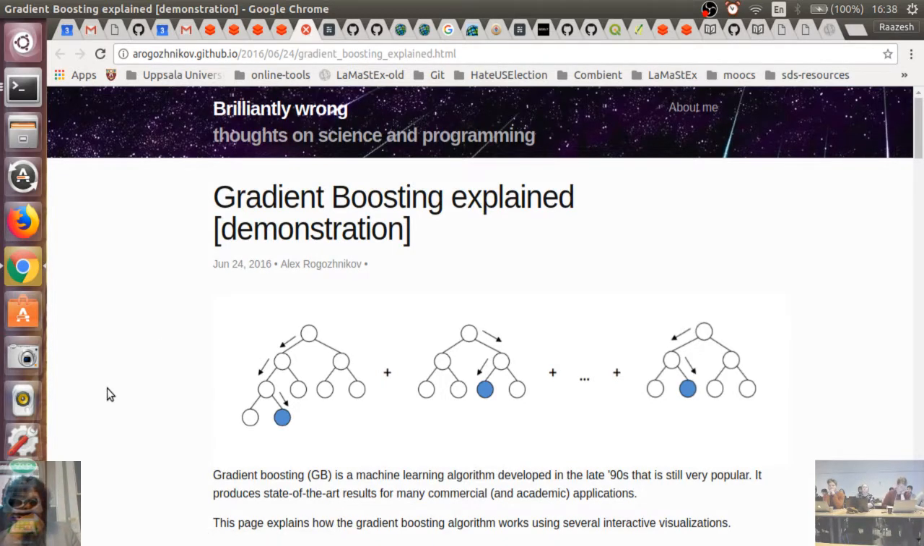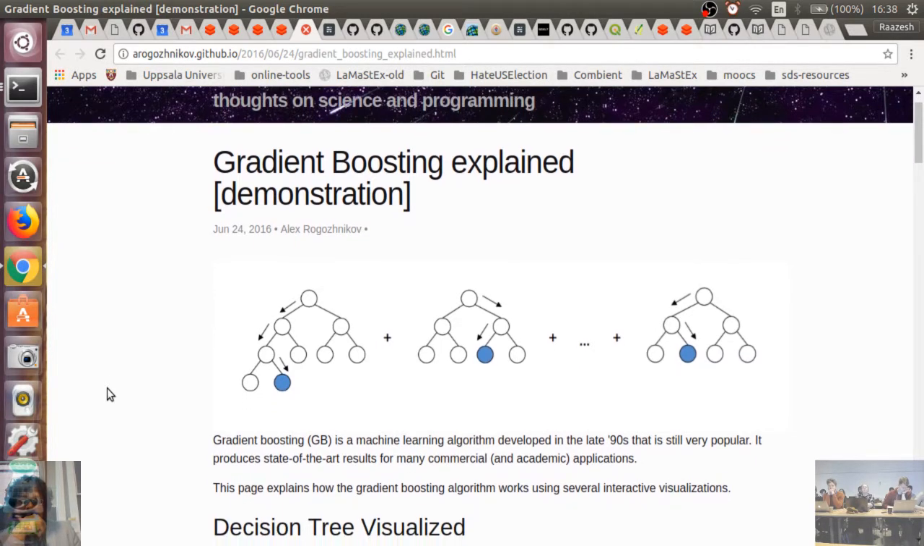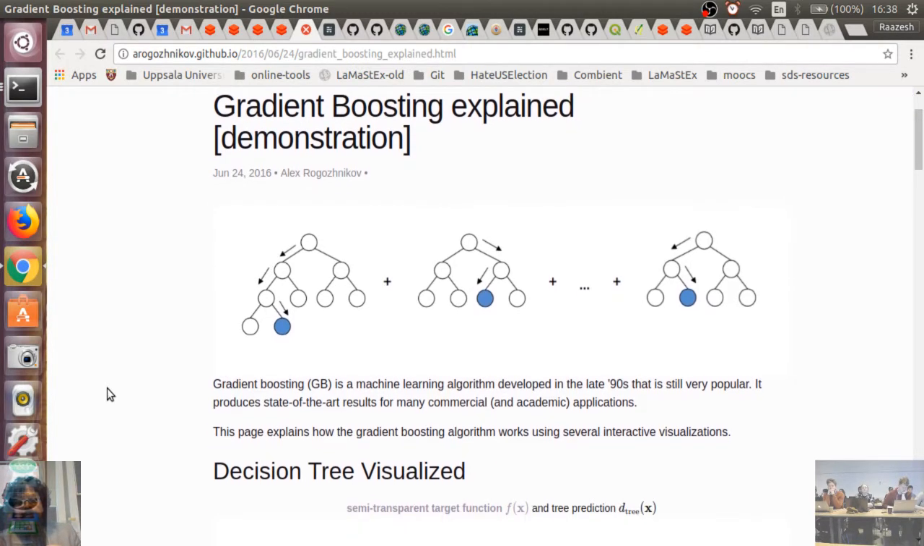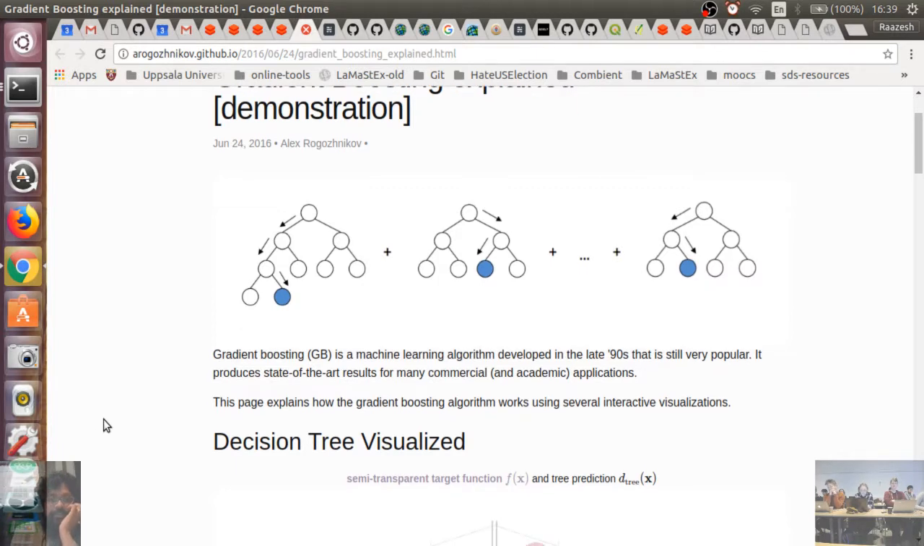Okay, so what's the idea? Gradient boosting, or GB, is a machine learning algorithm developed in the late 90s that is still very popular. It produces state-of-the-art results for many commercial and academic applications. So my recommendation is always throw linear regression, gradient boosted regression trees and things like this in this very simple cross-validation pipeline at your problem before you start inventing your own methods, because if you can't beat them, then it's not a bad idea.